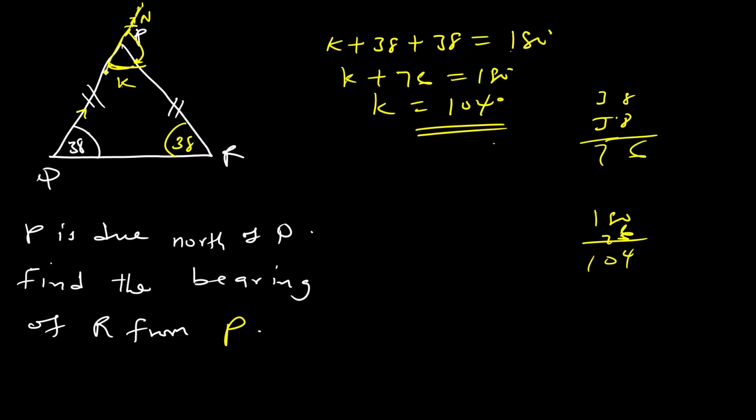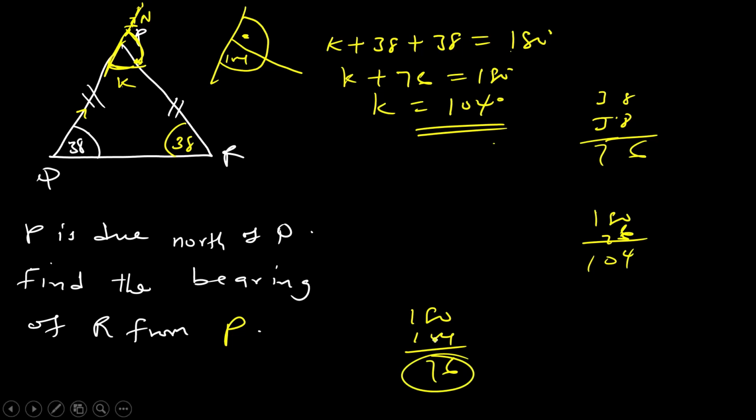Now we have it like this, and this side is 104. So what is this side? When we find this side, the result will be the bearing of R from P. So we have to subtract 104 from 180. So 180 minus 104 is 76. So this side is 76. So the bearing of R from P is 076 degrees.